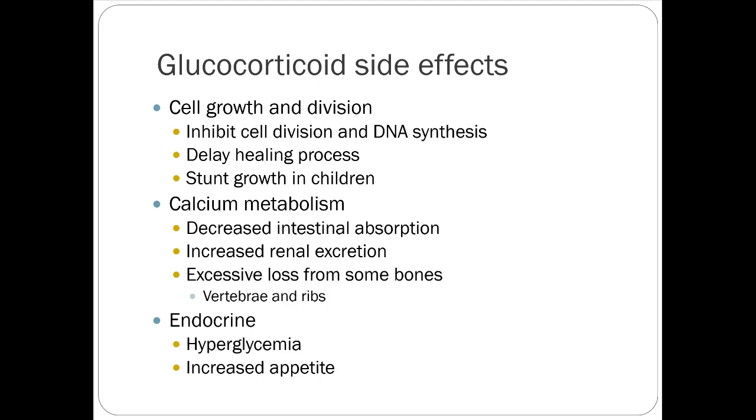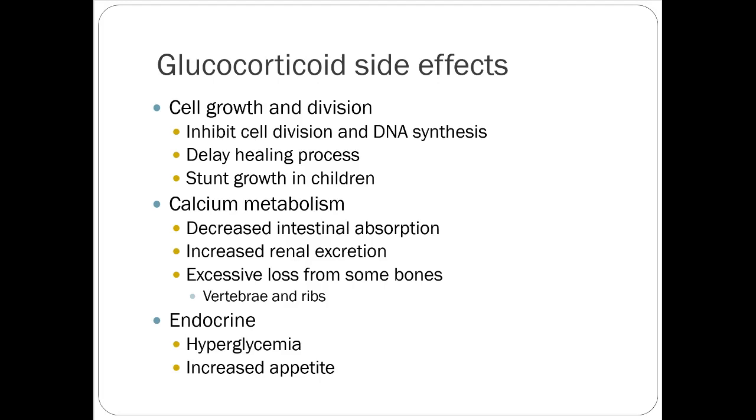Calcium metabolism. This can actually be affected acutely. Now, it's not likely to have long-term lasting effects, but you can certainly affect this acutely. You get decreased intestinal absorption of calcium, increased renal excretion, and you can get excessive loss from some bones. So vertebral calcium wasting is common. You can end up with vertebral fractures if your patients are at risk for osteopenia or osteoporosis.